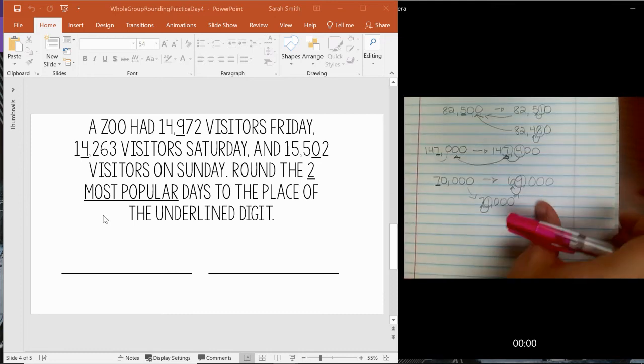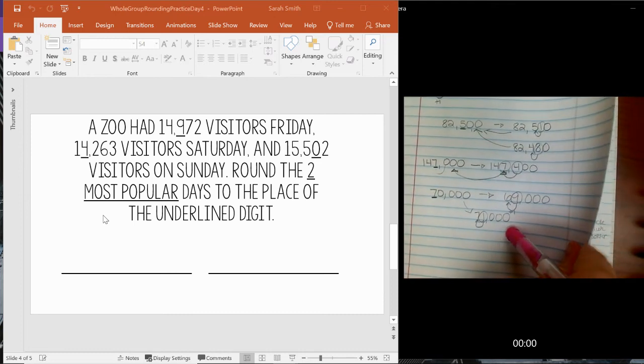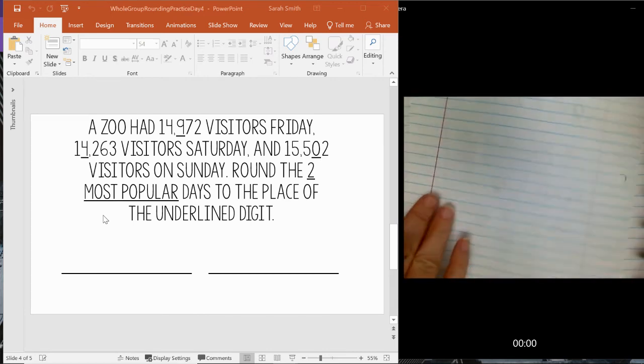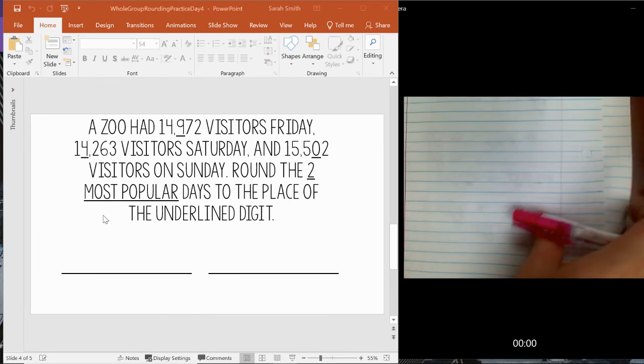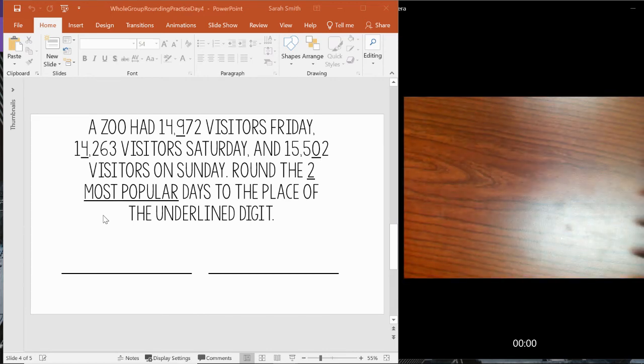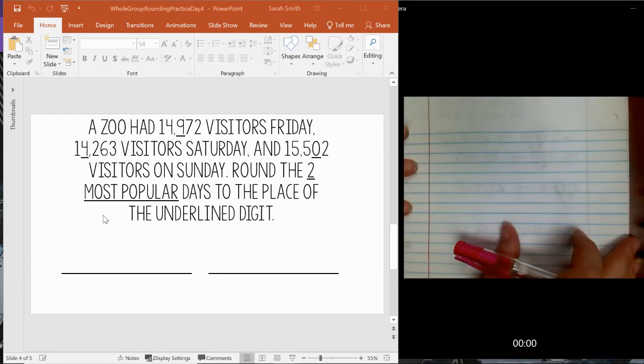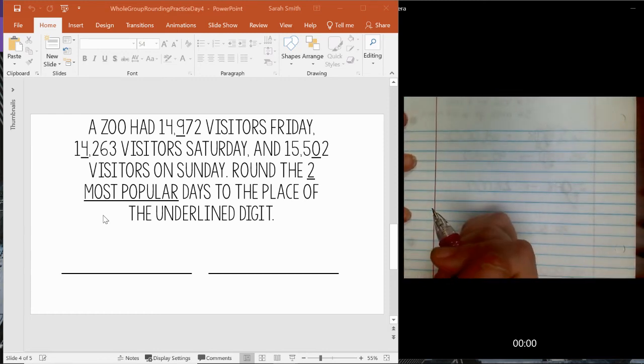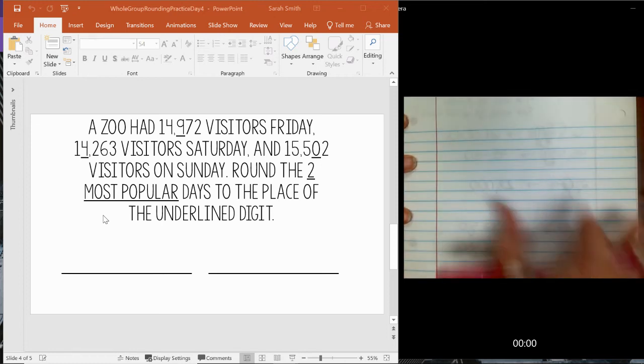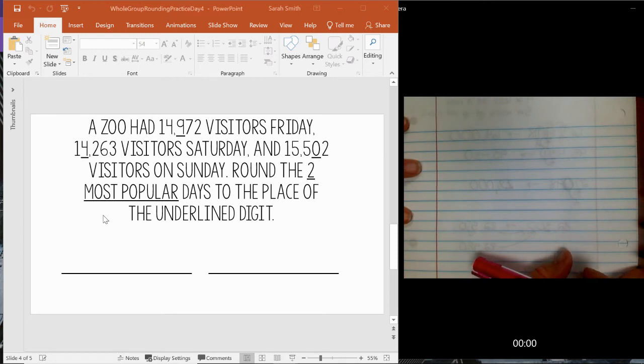All right, let's take a look at the story problem here. A zoo had 14,972 visitors Friday, 14,263 visitors Saturday, and 15,502 visitors on Sunday. It says round the two most popular days to the place of the underlined digit. Well, the first thing we need to determine is what it means to be the most popular days. Most popular means that the most people visited those days. So we want to pick out the two biggest numbers.